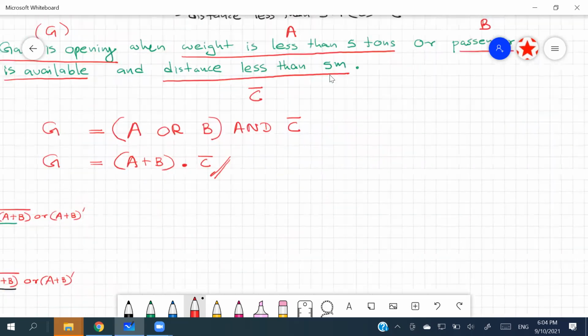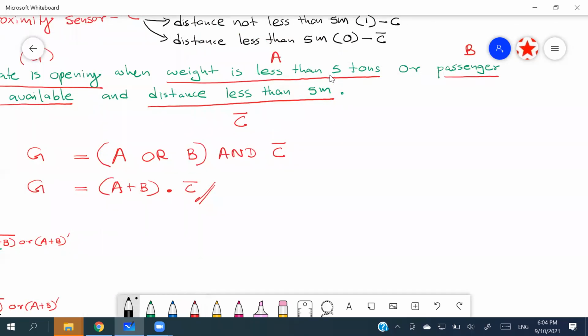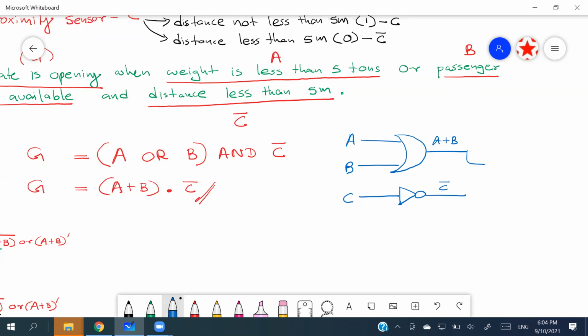If I illustrate it to you, you can have A, B, and C inputs. First I can give the priority to the brackets, so I'm going to end up with this OR gate, which will provide me A plus B. Then I'm going to take C and put a NOT gate, which gives you C bar. Those outputs will be sent to an AND gate, which will give me A plus B dot C bar.